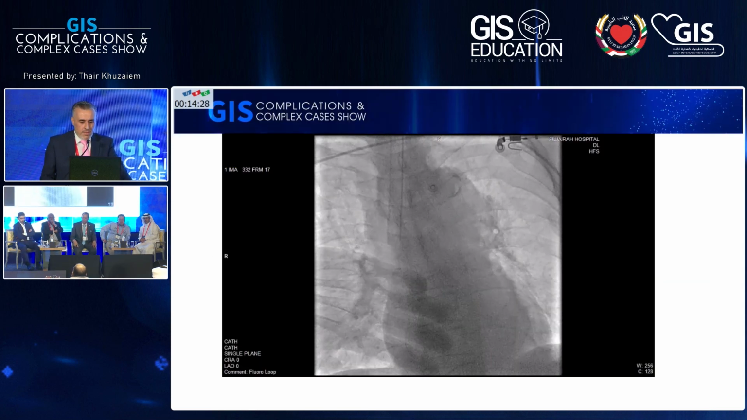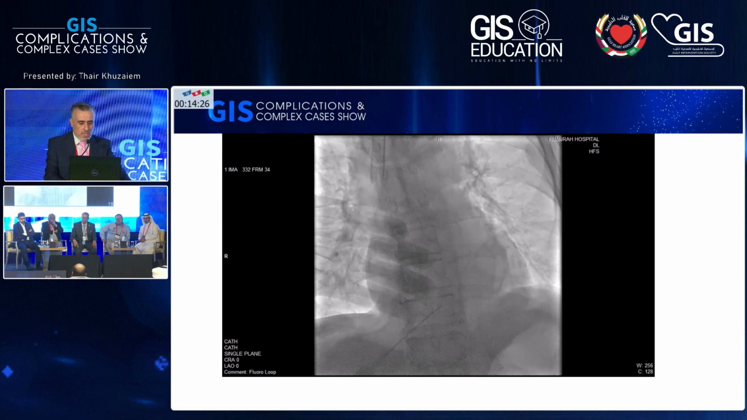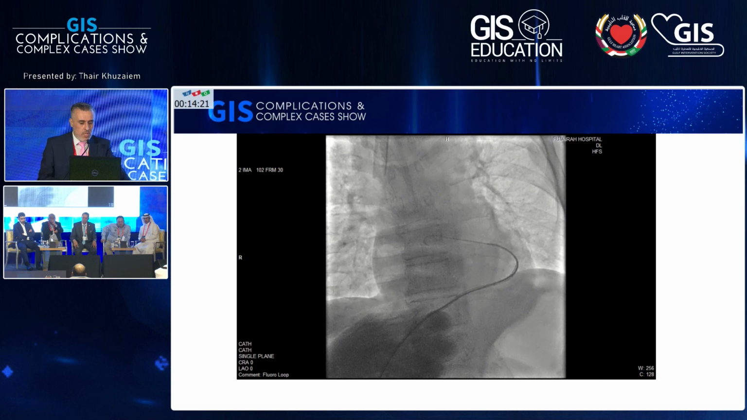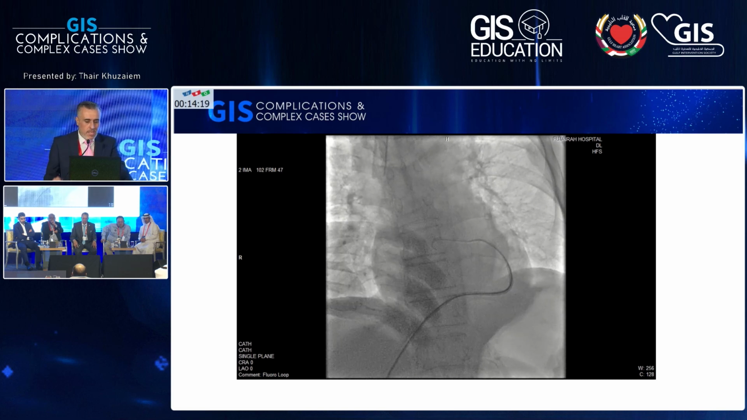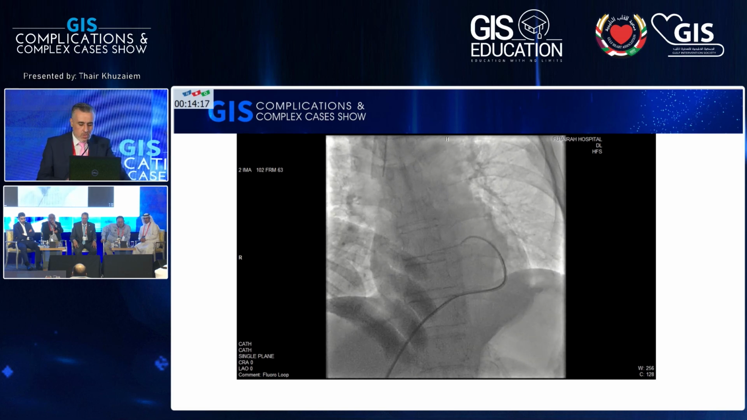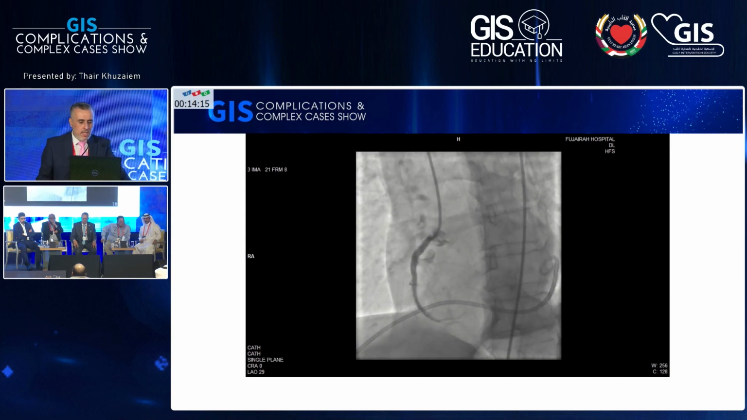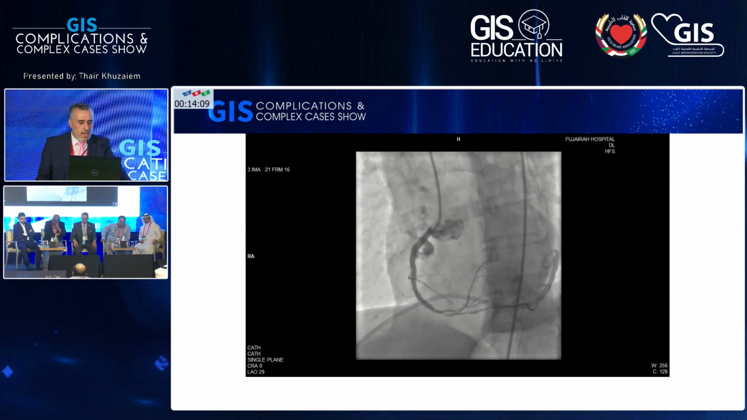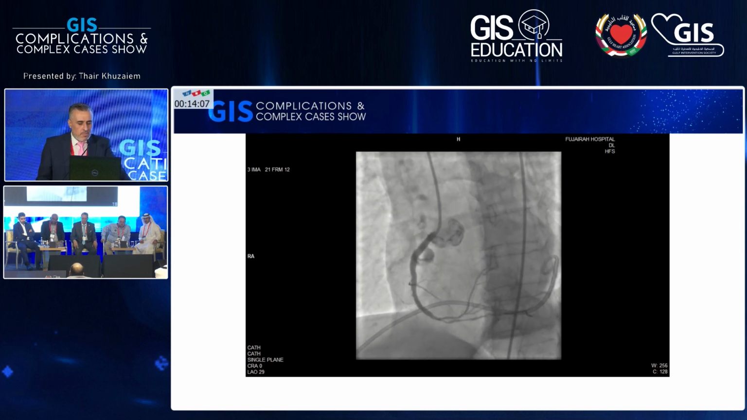And this is the first part. I put in the pericardiocentesis, and it drained a large amount of blood actually. And after we aspirated this blood, we did auto transfusion of the blood. Then this is the first injection. It showed a clear large perforation at the proximal part of the RCA.